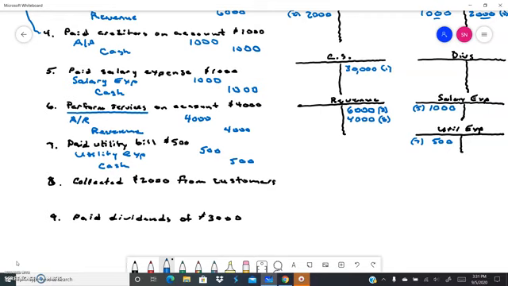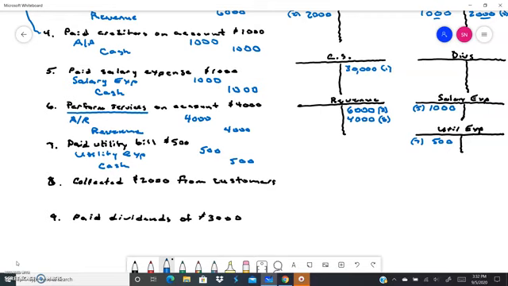We collected $2,000, and again, these are the transactions that we did in conjunction with our worksheet from chapter 1. So we're just putting them in journal entry format and then posting those into our T accounts, which represent our general ledger accounts. So number 8, we collected $2,000 from customers. So these are accounts receivable that we are now collecting. So we're receiving cash.